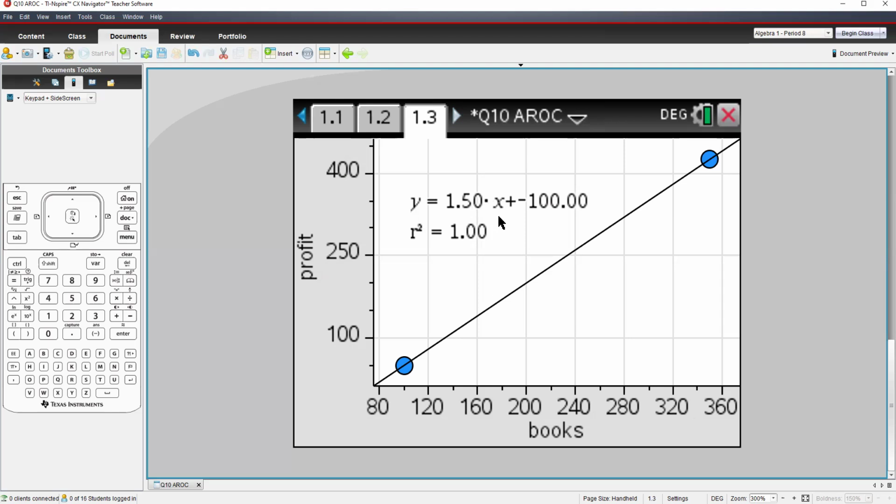You can see it's $1.50 and the y-intercept is a negative 100. We don't care about that. This is what we need. We're done with this question.